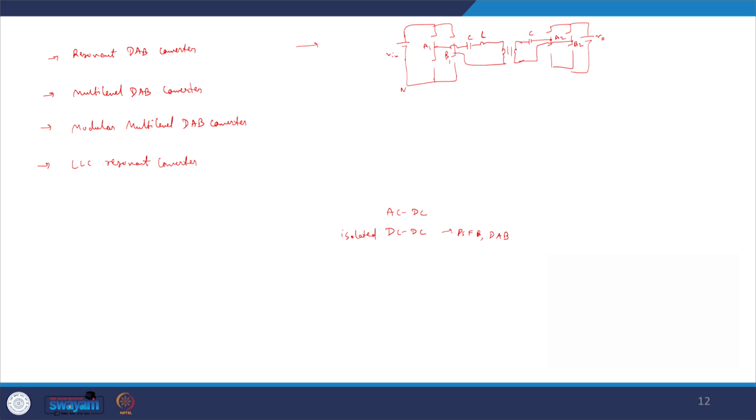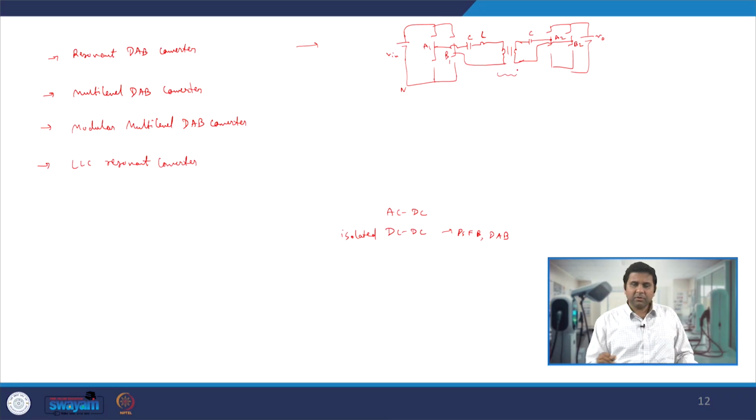So we will restrict our discussions to these topics, and from the next class onwards we will discuss concepts related to the transformer, since most isolated DC-DC converters have one. We will see in brief how one can design the isolated transformer for this kind of converters, and then proceed to discuss the different communication aspects of the EV charging system.